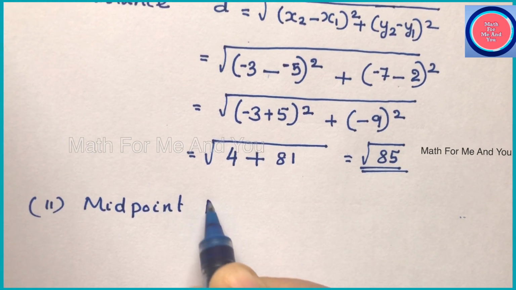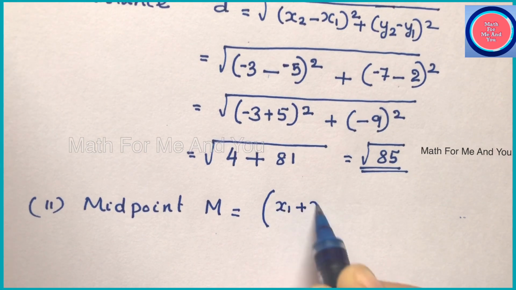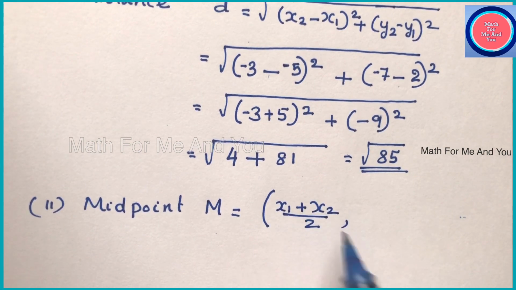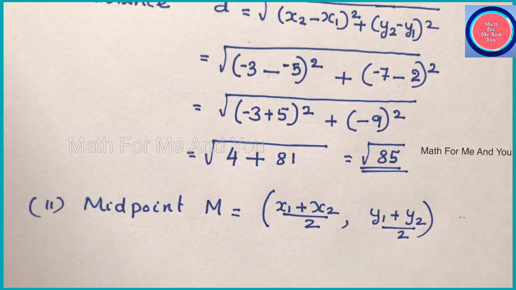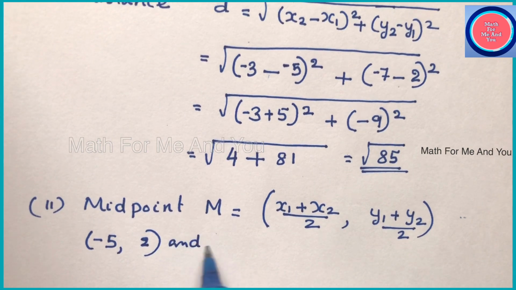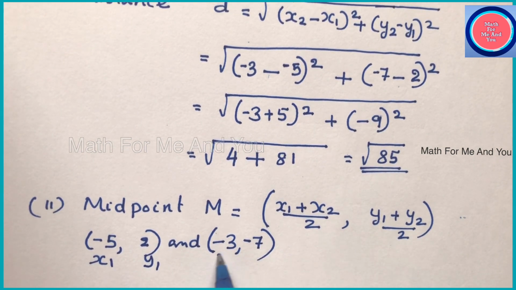Next is the midpoint. We can find the midpoint using the midpoint formula, and that formula is x1 plus x2 over 2, y1 plus y2 over 2. I'll write the points again. Then it's easy for us to understand what is x1, y1, x2, y2. So that's why I'm writing it again. Minus 5, 2 and minus 3, minus 7. What is x1? Minus 5. y1 is 2. x2 is minus 3 and y2 is minus 7. Substitute in this formula. That means replace with the numbers.